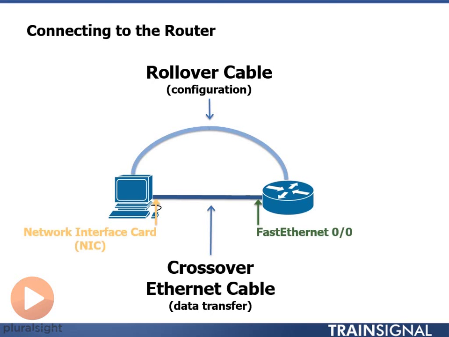Now we're going to hook up our crossover cable. We're going to plug that into the network interface card of our PC and to the Fast Ethernet 0/0 port of the router. Does it matter which port of the router we plug our cable into? Absolutely not, except that when we're doing the configuration, we just have to know what port we're plugged into so we can assign an IP address to the correct interface on the router.